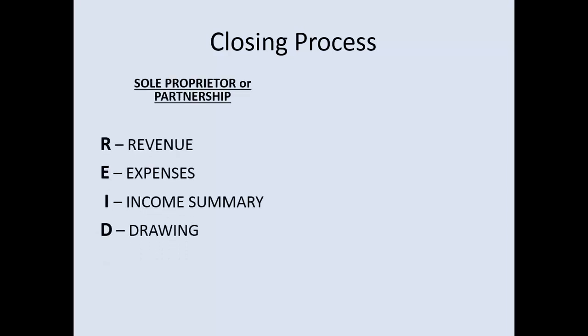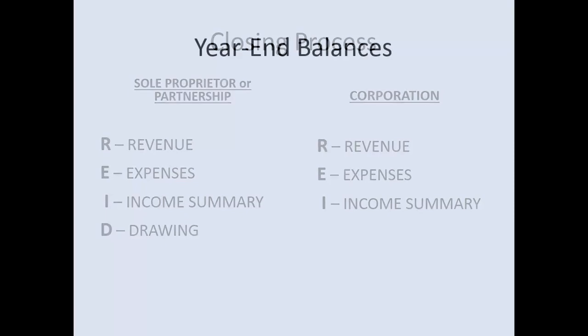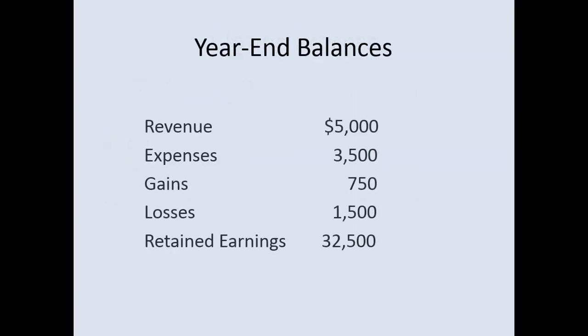So for the sole proprietorship or partnership, you follow REID. You should close in this order. For a corporation, it's just REI, again, because there is no drawing account.